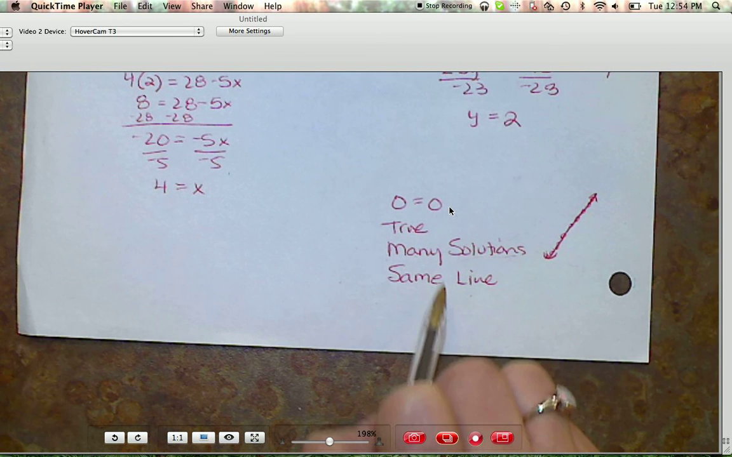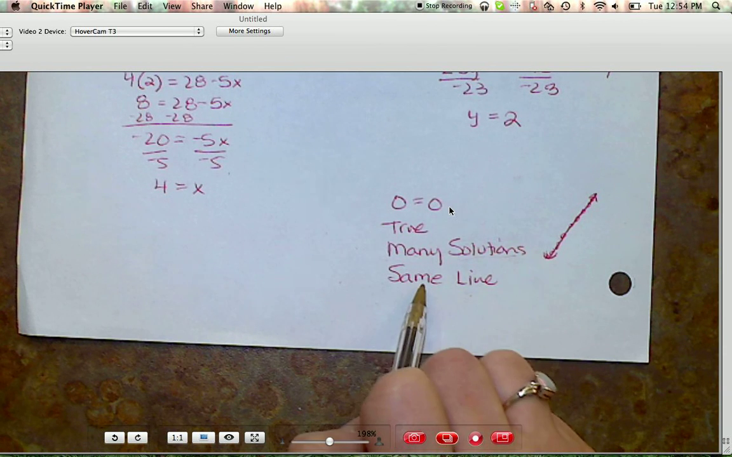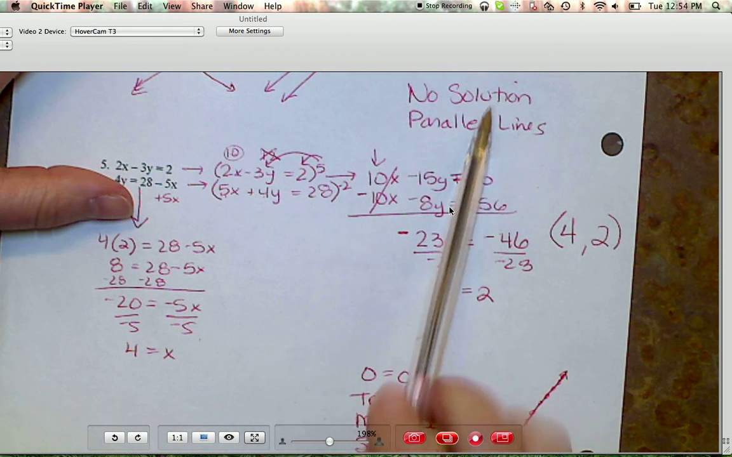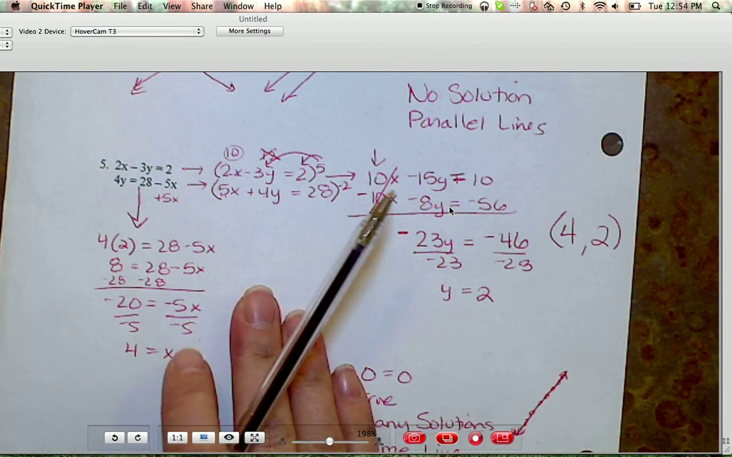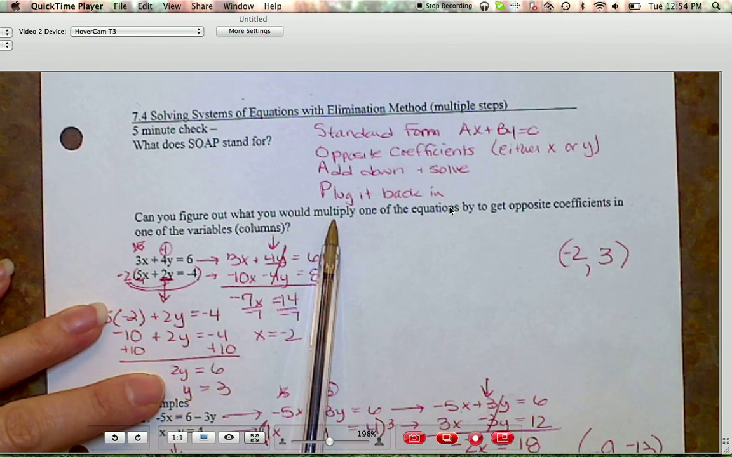And you can go ahead and write those two on your Cornell sheet. True gives you many, same line. False gives you no solution, parallel. So that you can put on your Cornell sheet. You can also put soap on your Cornell sheet if you have not filled that into your Cornell sheet.